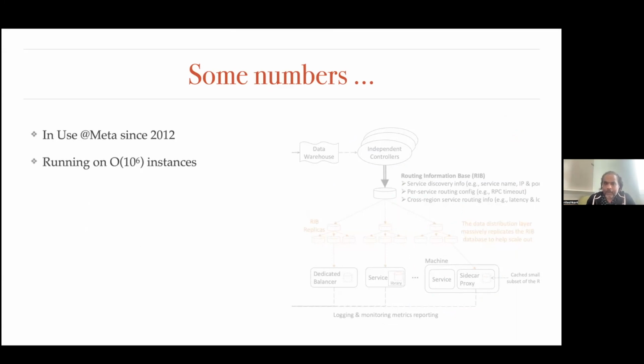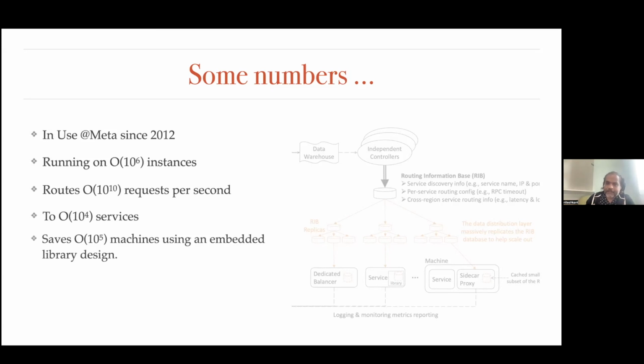Numbers: ServiceRouter has been in use in Meta since 2012, which makes it over a decade. We've been running on the order of millions of instances, routing around tens of billions of requests per second through tens of thousands of services that act as the target services for these requests. One of the key design principles of ServiceRouter is that it's an embedded library, much like the gRPC proxyless approach. Based on our research, using that embedded library design is saving us tens of thousands of machines, if we were to use a sidecar, as an example.